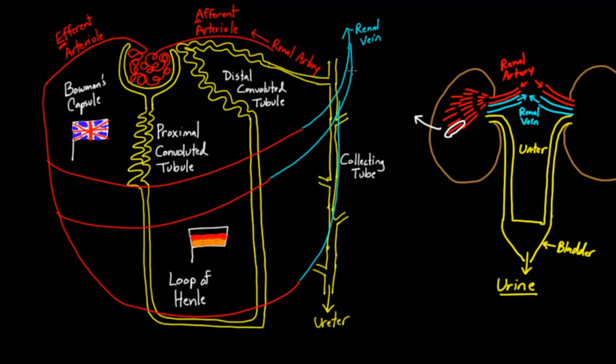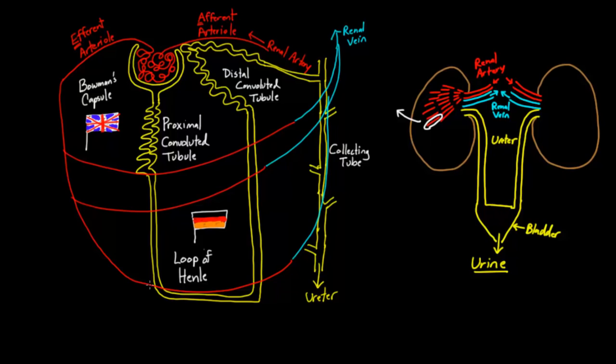So this little network of capillaries then is considered right here the peritubular, going around the tubule, tubular capillaries. And that makes sense. So now you can see the renal artery blood coming in, going in through the afferent arteriole, then the efferent arteriole, and then draining back into the peritubular capillaries, and finally the renal vein.